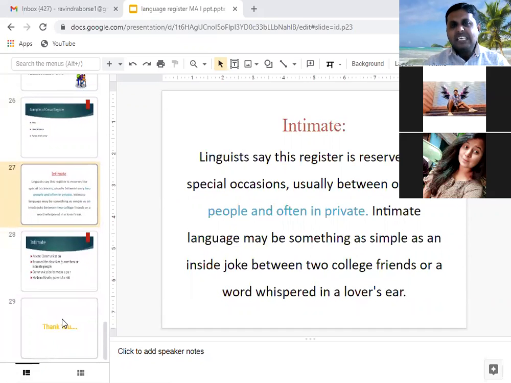And the next is, and the last one is intimate. This register is for some special occasion and as the title indicates, intimate, it is a very close type of register and it can be called as a private register also. It is used generally between the two lovers. So intimate type of language is used between a husband and a wife, between a boyfriend or a girlfriend, between a lover and a beloved.